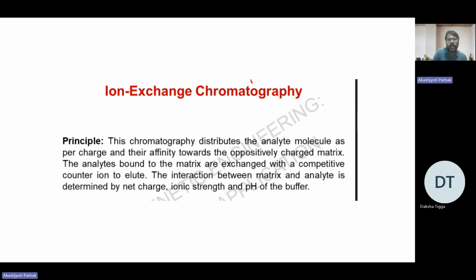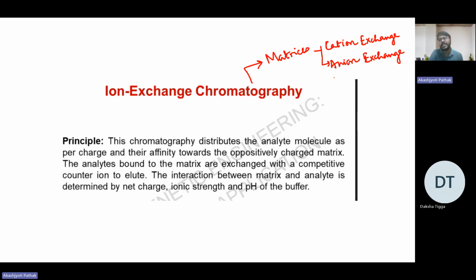So what is basically done in ion exchange chromatography is that there are different matrices that are commercially available. You can either have a cation exchange chromatography column, or an anion exchange chromatography column. What is the meaning of a cation exchange column and an anion exchange column? An anion exchange column has a positive charge. The matrix will be positively charged, so it will attract molecules which are negatively charged. A cation exchange column will have a negative charge. The matrix will be negatively charged, so it will attract molecules which are positively charged. So depending on your protein of interest, you can use a cation exchange column or an anion exchange column.